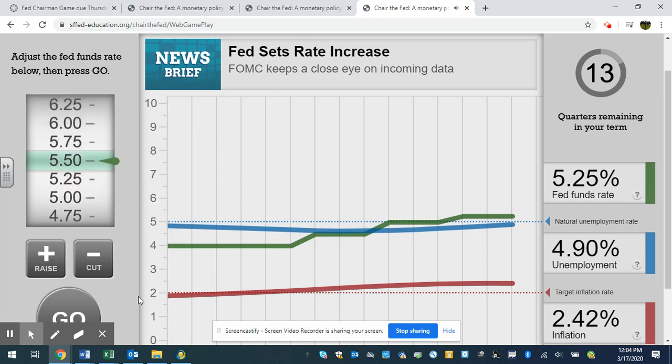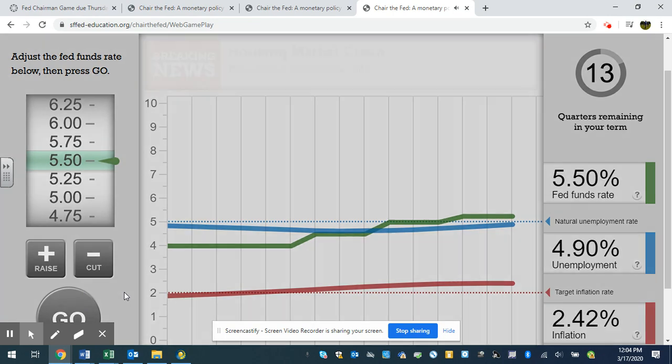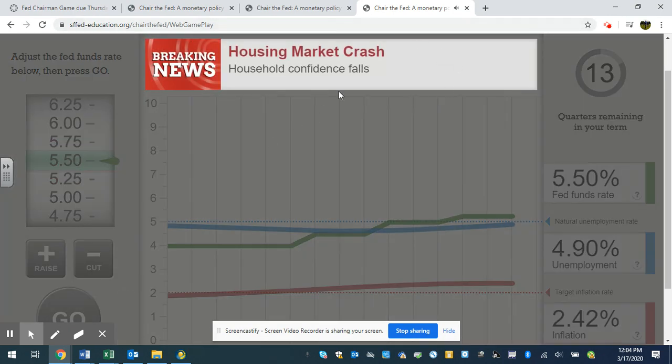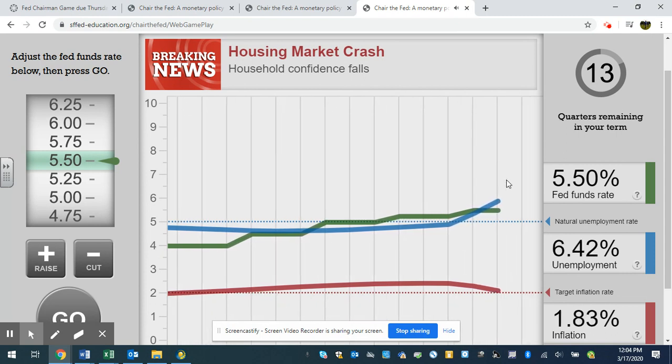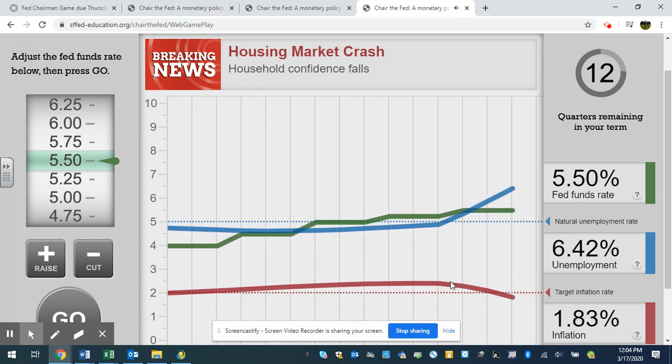Inflation or unemployment's starting to come up back toward its target, so that's good. Here we go. So this is a major recession. Housing market crash, household confidence falls. And now you notice what's happening. We start entering deflation. Remember, we talked about how deflation is bad for the economy. That means a recession, and unemployment is going up.